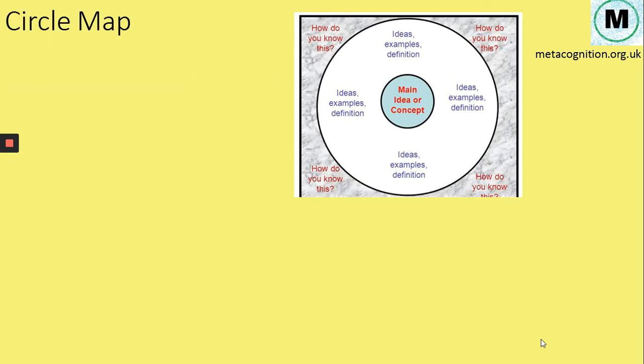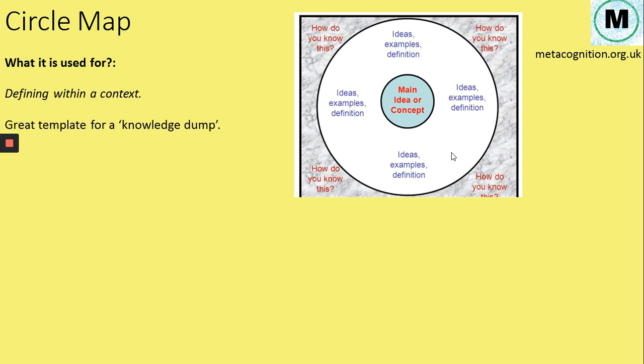Right then, as I say, there are two main types, so I'm going to whiz through them now. The first one is the circle map. You can see here, you've got your main idea or concept in the center circle, and you've got ideas, examples, and definitions around the outside. So it's pretty straightforward. It's used for defining within a context.